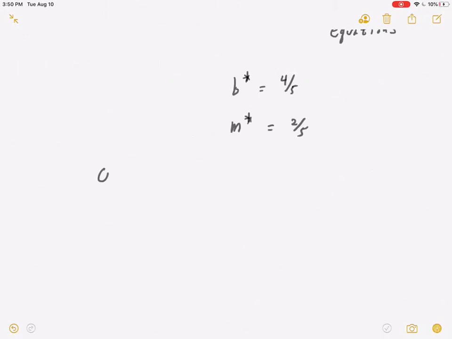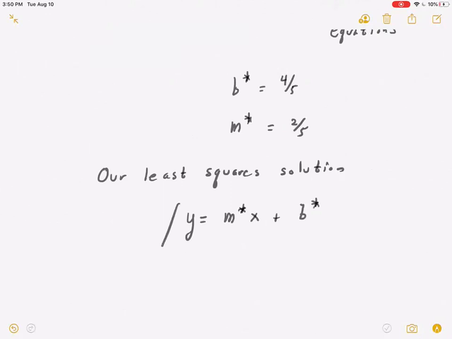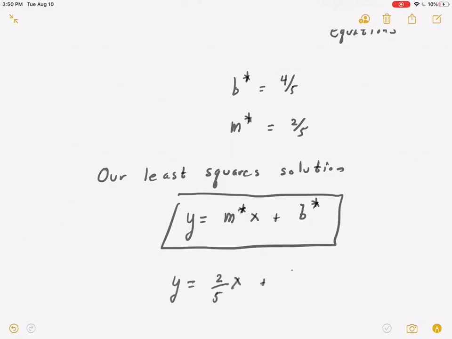And we're home. Our least squares solution is that we now know how to write down an equation for the line that will best fit those 4 pieces of data. And that's just y equals 2/5 x plus 4/5.